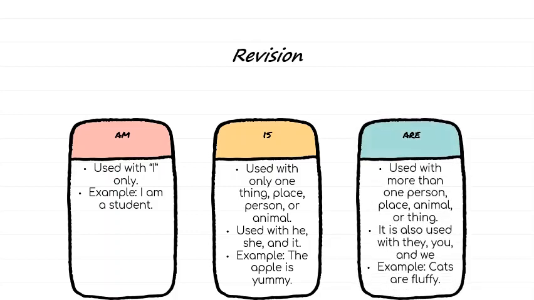Are, we use it with more than one person, place, animal, or thing. We use it also with they, you, and we. For example, cats are fluffy. Here we have more than one cat. And cats are, what do you think? People, places, animals, or things? Good job. They are animals.